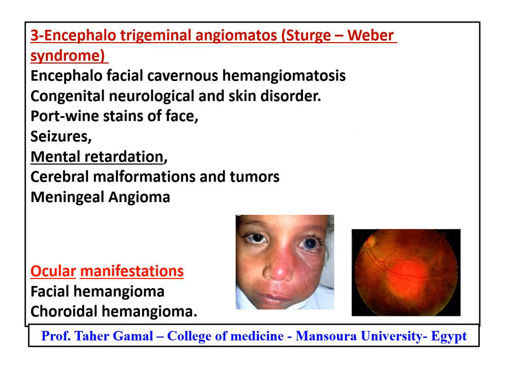The third type of phacomatosis is encephalotrigeminal angiomatosis, Sturge-Weber syndrome. Encephalofacial cavernous hemangiomatosis, a congenital neurological and skin disorder: port wine stain of the face, seizures, mental retardation, cerebral malformation and tumors, meningeal angioma. The ocular manifestations are facial hemangioma and choroidal hemangioma.